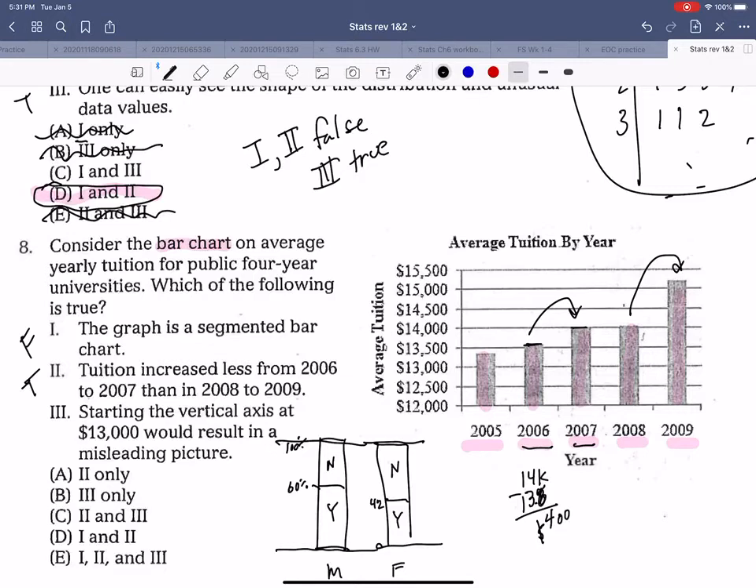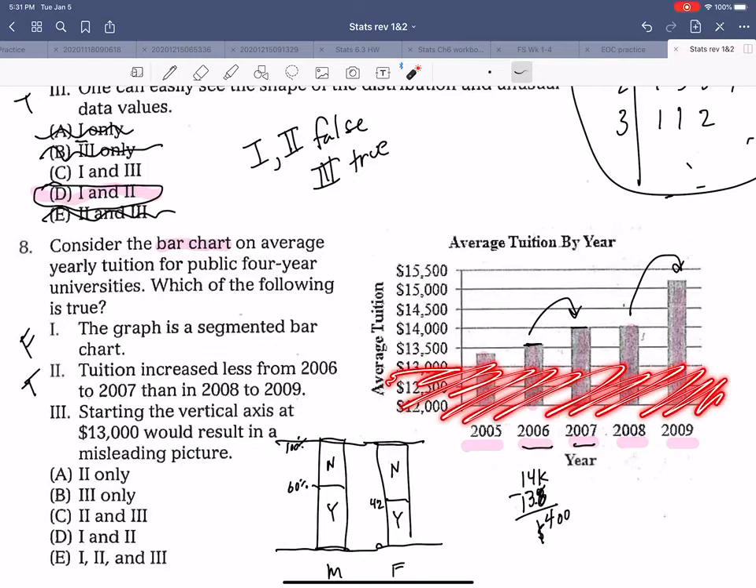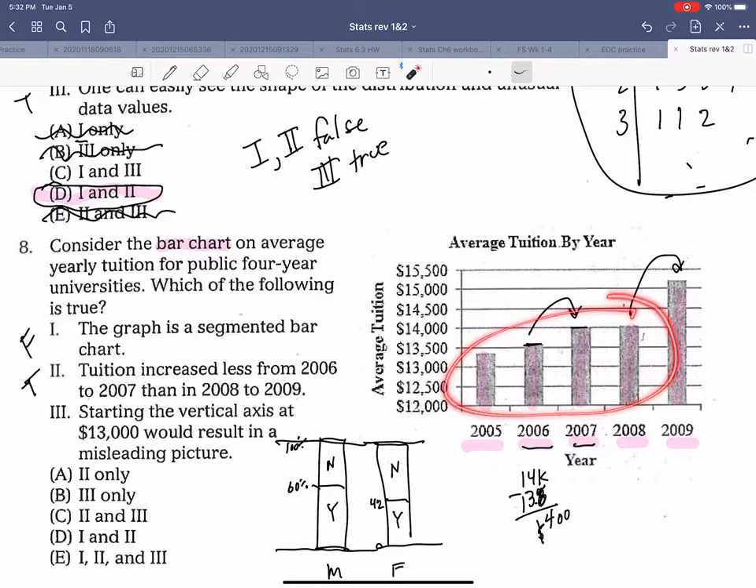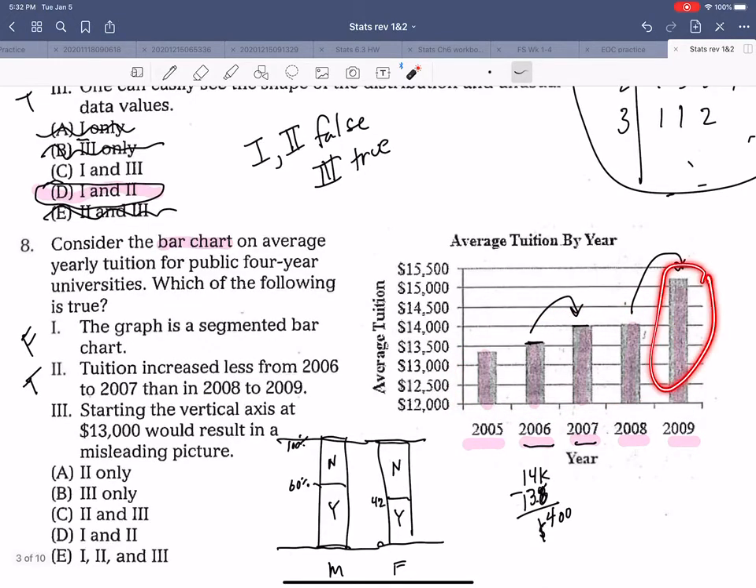Starting the vertical axis at 13,000. Notice if they covered this up and started the vertical axis at 13,000, it would mislead. So that answer would be yes. In fact, it would make these look further apart when in fact these are all relatively similar, and this one's quite a bit more expensive, but these are actually not that far off from one another. So that's going to be true. So I'm going to pick C, 2 and 3.